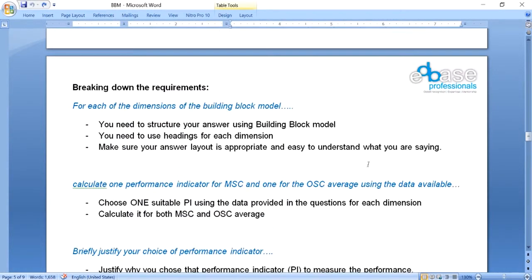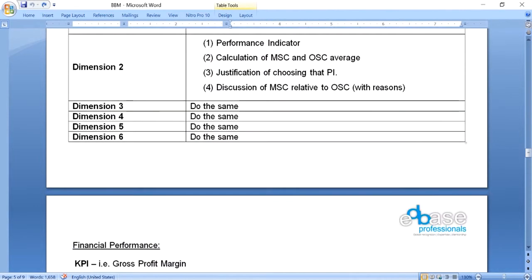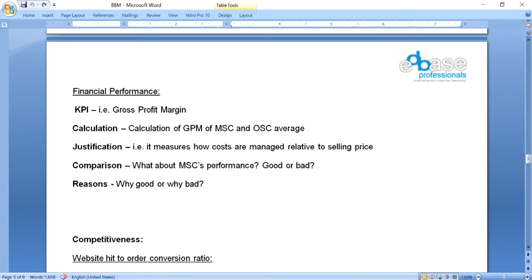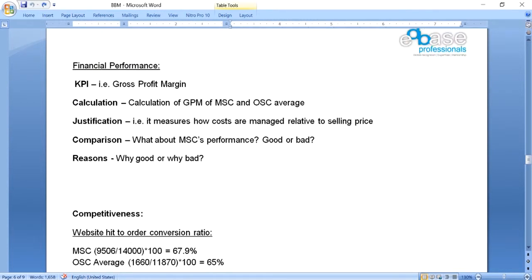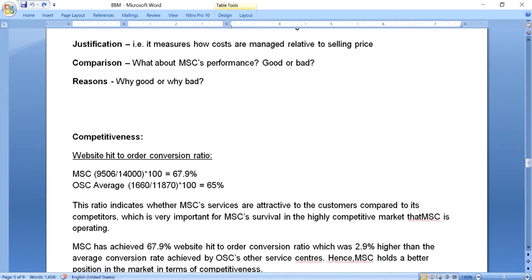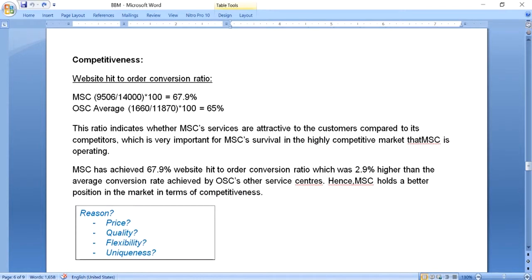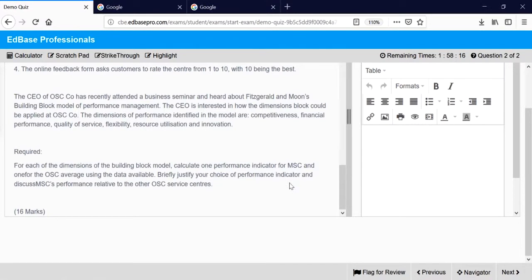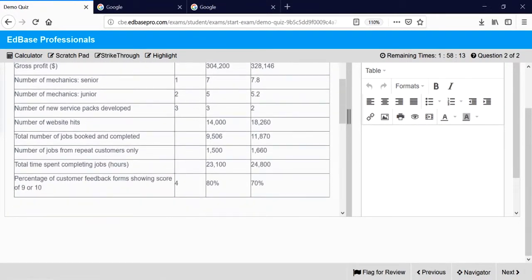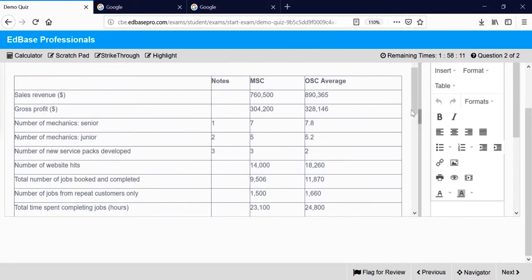All right, so again, we have the requirements here. So we have already jotted down what we need to do. So here we have one example. See the financial performance. For example, the KPI should be the gross profit margin, the calculation, the justification, the comparison, and the reasons. So that's how we should develop our answers. Okay. And now what I'm doing, I'm just giving you an idea how you can construct the answer. But before that, I need the table here. So let's have a look at the table.